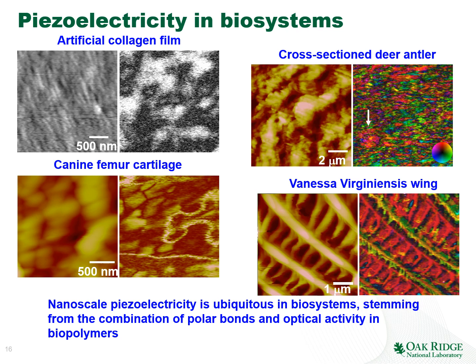And it turns out that the butterfly wing looks equally beautiful in the PFM image. You can see that different orientations of the chitin in the wing produce different colors in the PFM image, meaning that they have different orientation. So overall, nanoscale piezoelectricity is ubiquitous in biosystems, which basically stems from the combination of polar bonding in all biomolecules and optical activity. We know that all biopolymers are polar and all of them are optically active.